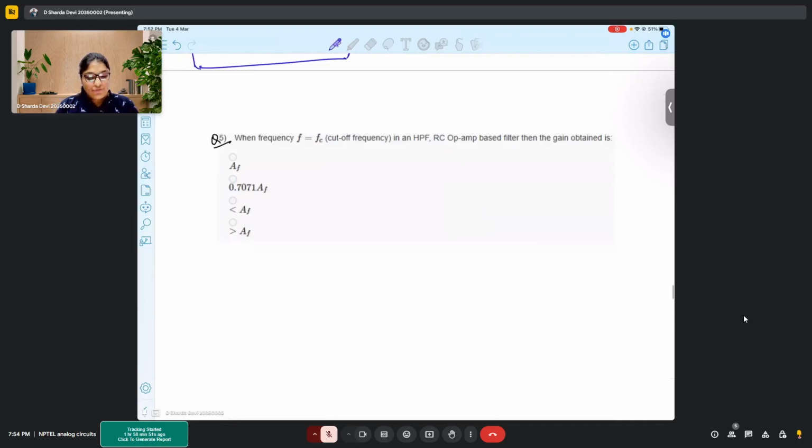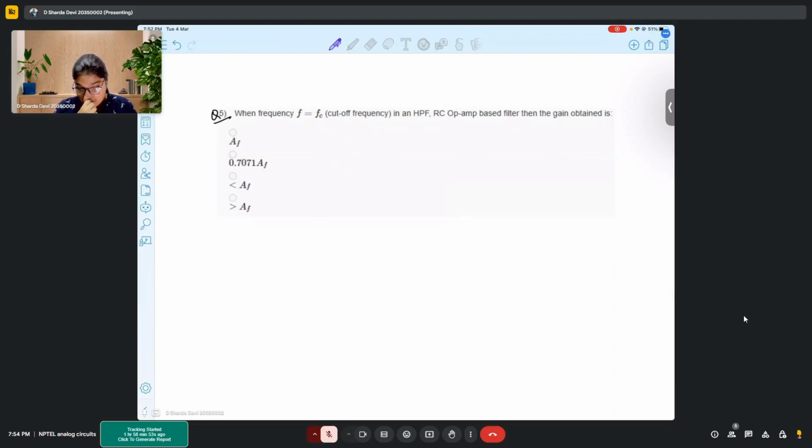Right. Now moving on to the next problem. In this problem, it says when frequency f equals fc, that is the cutoff frequency in a high pass filter, for an RC op-amp based filter, the gain obtained at that particular frequency is how much? What value would you get for a high pass filter when we substitute the cutoff frequency in place of the frequency?